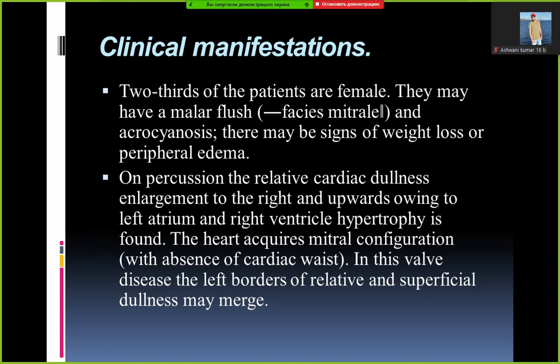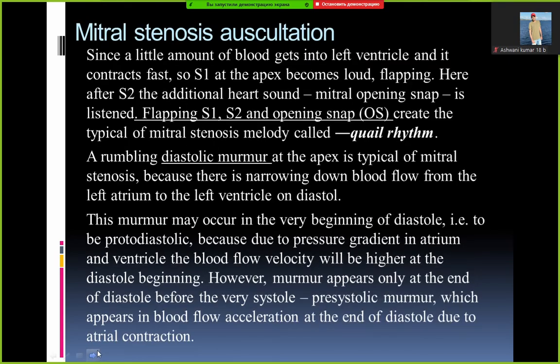On heart percussion, the relative cardiac dullness enlargement to the right and upwards, owing to left atrium and right ventricle hypertrophy, may be detected. The heart acquires mitral configuration with absence of cardiac waist. In this valve disease, the left borders of relative and superficial dullness may merge. Auscultation picture.